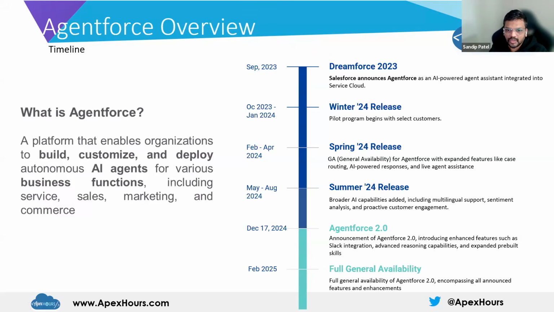In Summer 24, they added some more capabilities to agents. Until now, they keep adding other capabilities or enhancing them further. And recently, on December 17th, they announced Agentforce 2.0, which now has enhanced features like Slack integration. We have different channels to deploy the agents, so we can deploy on WhatsApp, Slack, communities, and some other options are available. They also have some advanced reasoning capabilities. Now it is running on the latest reasoning engine. And in February 25, it has general availability for most of the orgs.